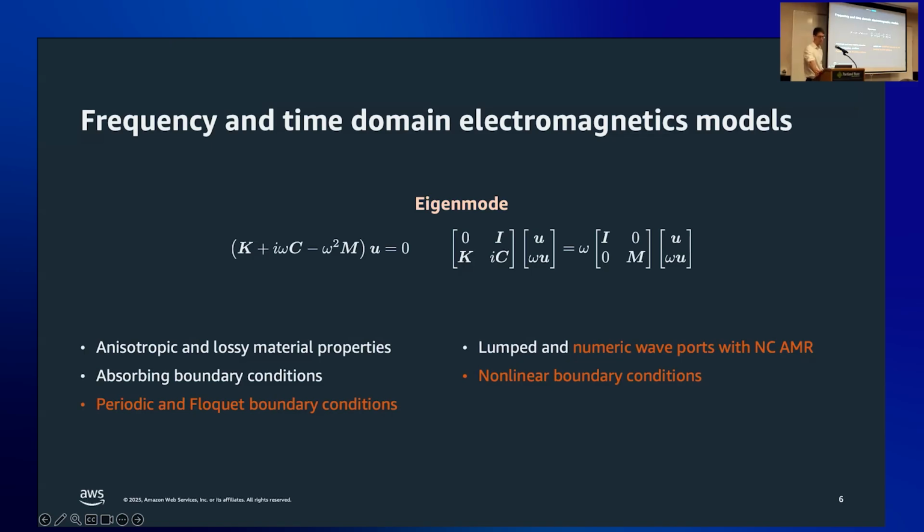As with the previous two solvers, we support anisotropic and lossy materials, absorbing boundary conditions and lumped ports, and newly supported periodic and Floquet boundary conditions. Something which is just around the corner for us is a new nonlinear eigenmode simulation. This will allow us to support both numeric wave ports, where you actually have to solve an eigenmode problem on the boundary of the domain, but also second order absorbing boundary conditions. And there's a world where we might start to support nonlinear material properties. We personally don't need this internally, but this is the kind of thing which this capability unlocks as and when someone might need it.